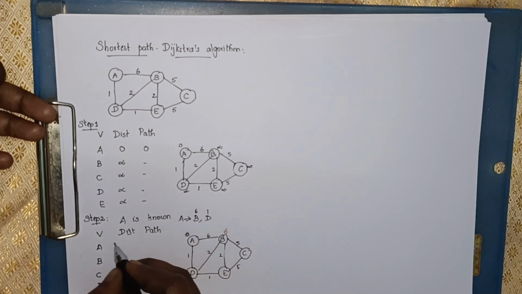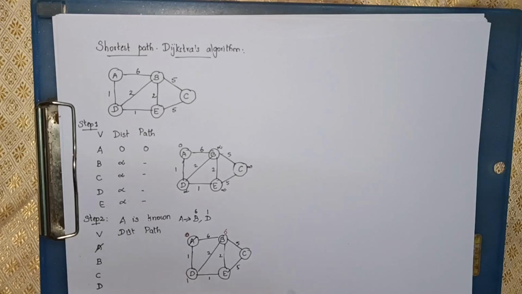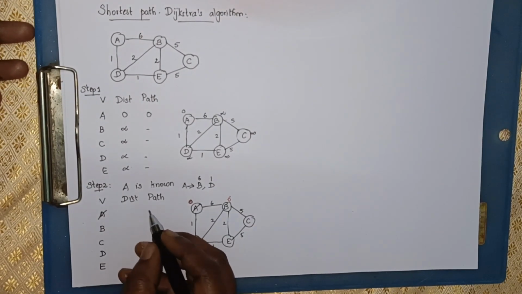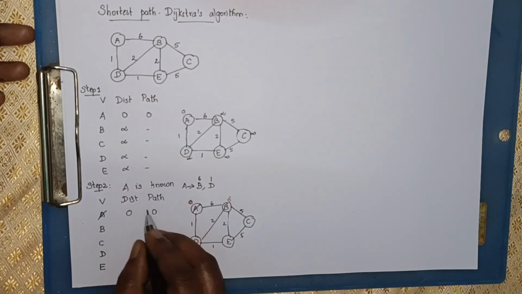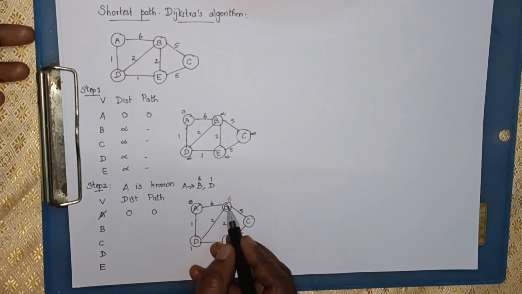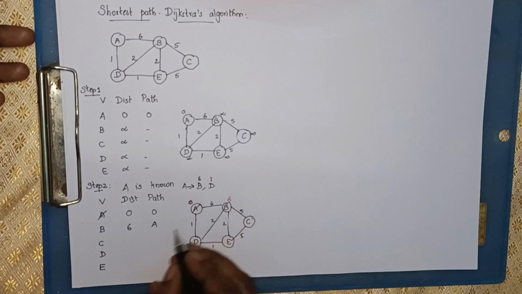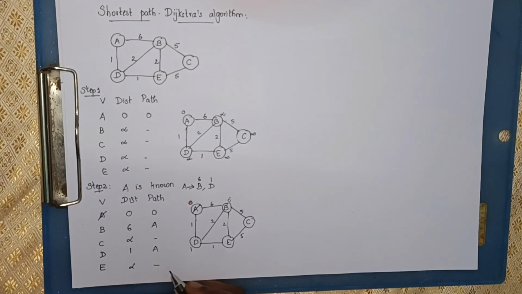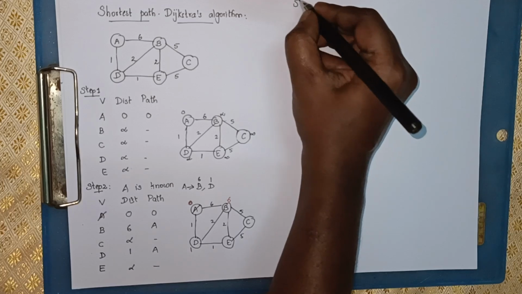Since A is taken as known, I am just going to strike out this A. This is for our understanding. Next we are going to update the changes in the table. So A's distance is 0, so the path is usually 0, that we will note. Then B's value is 6 from A. D's value is 1 from A. So other values we just write just like that. So this is my second table. Next step we are going to take.